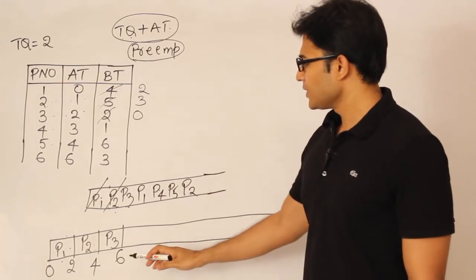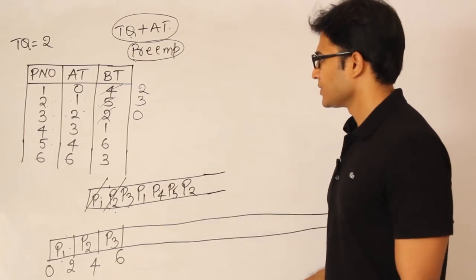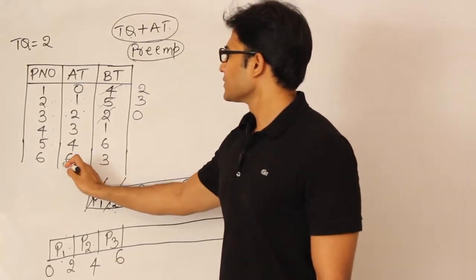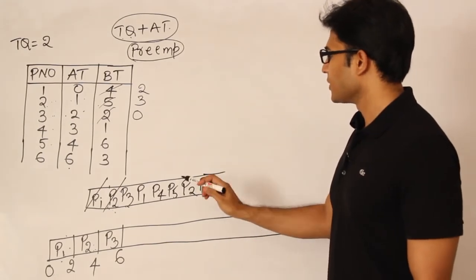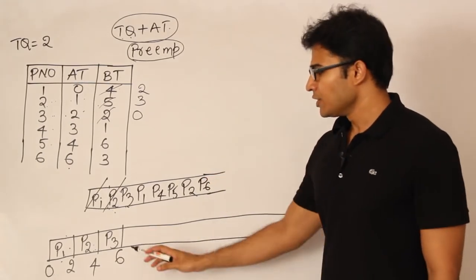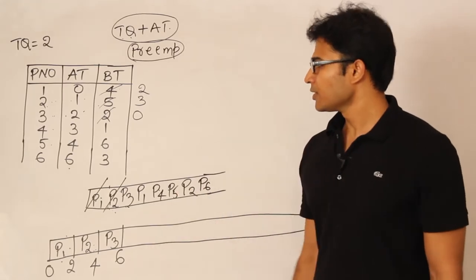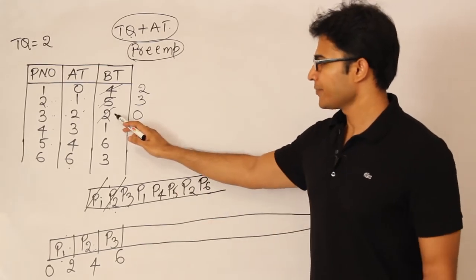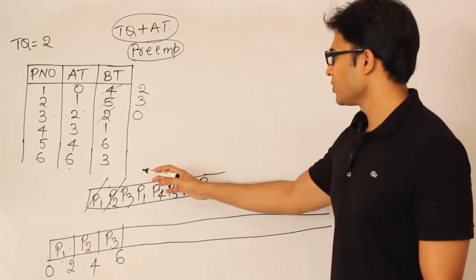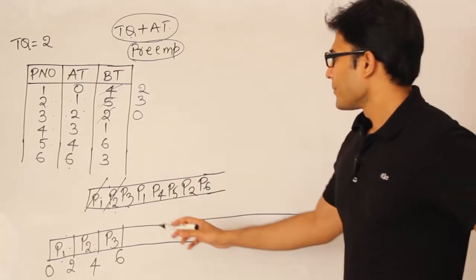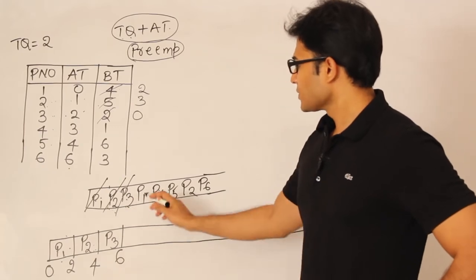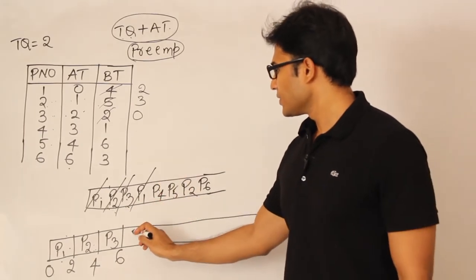But then meanwhile, just check if any process has arrived by 6. Yes, by the time 6, process P6 has already arrived, therefore P6 should be written here. And now you need not put P3 here because P3 required only 2 units and we have run it for 2 units, therefore you need not put it back. Now check this. Now what is the next one? P3 has to be removed from here, right? What is the next one? The next one is P1 that will get scheduled.